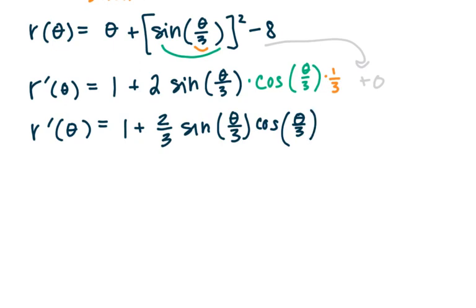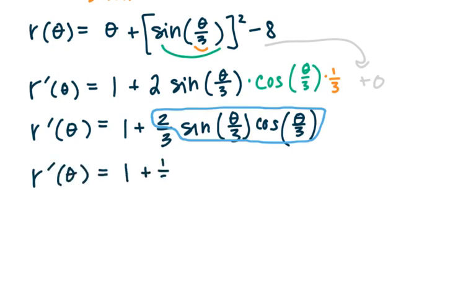And because we always like to refresh our mind and use our identities, this identity right here that we're looking at is the same as sine of 2 theta. So it's a double angle identity. So I can say r prime of theta is 1 plus 1/3, and the double angle, that's going to be sine of 2 theta over 3.